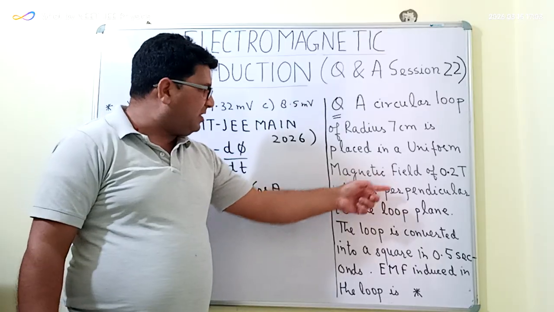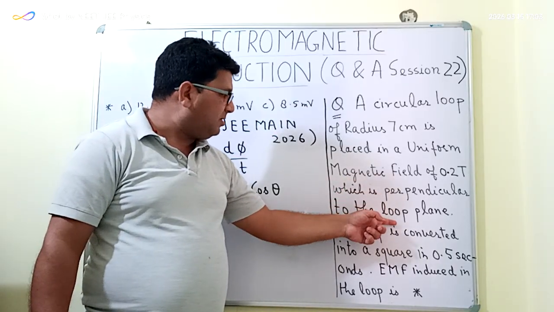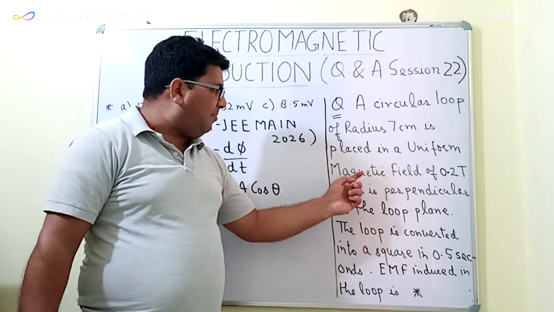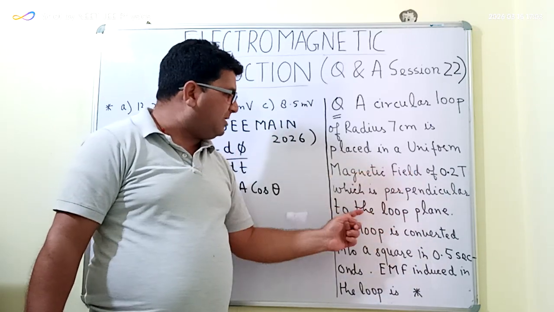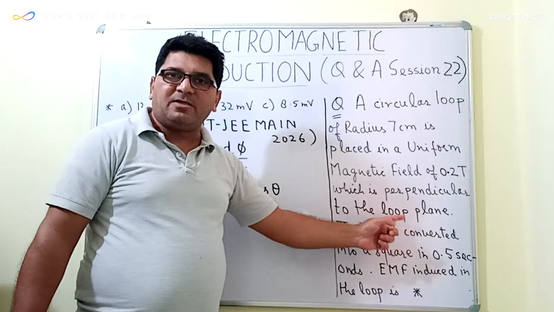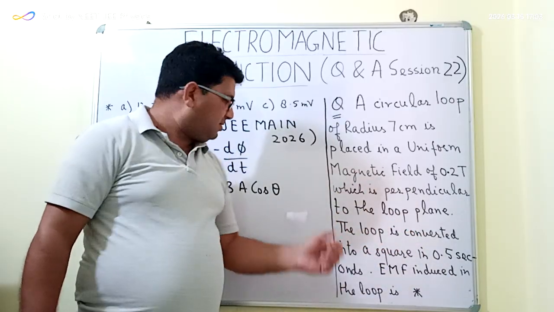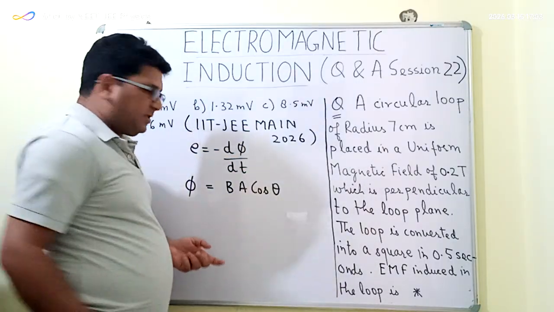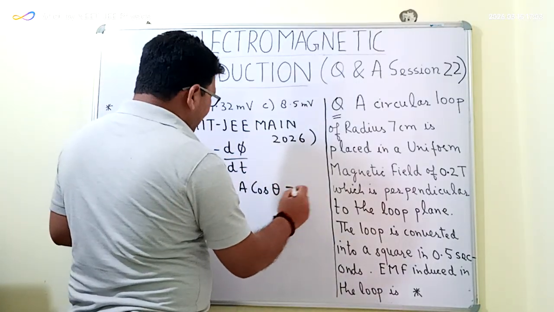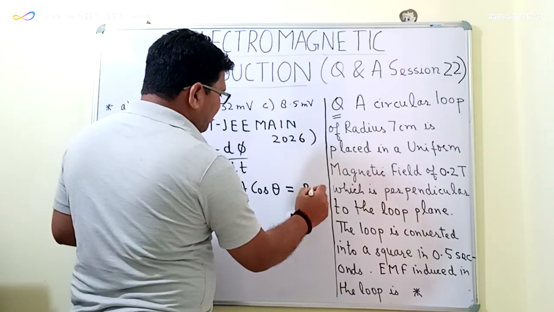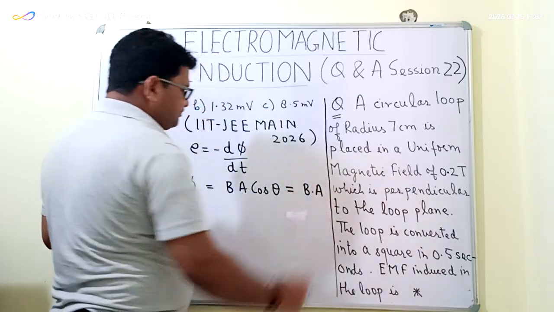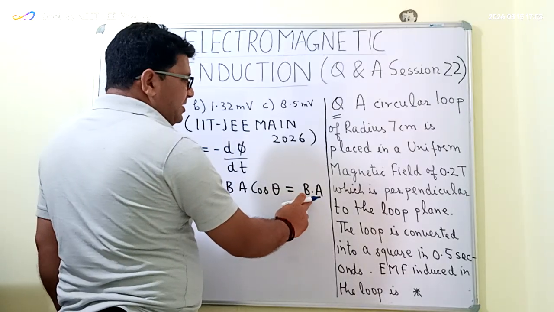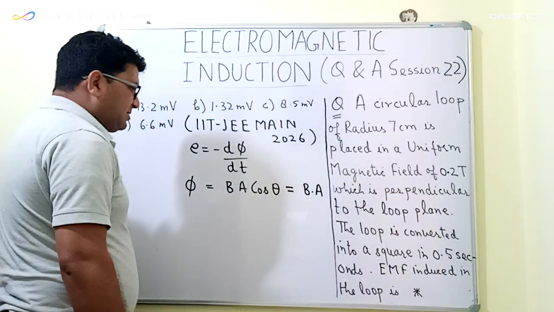Now, since the magnetic field here is perpendicular to the plane of the loop, the direction of the magnetic field and the normal to the plane will be parallel to each other. In that case, theta will be equal to 0 and cos 0 is equal to 1. So the magnetic flux will be equal to B into A. Now B is the intensity of the magnetic field, which is equal to 0.2 Tesla.